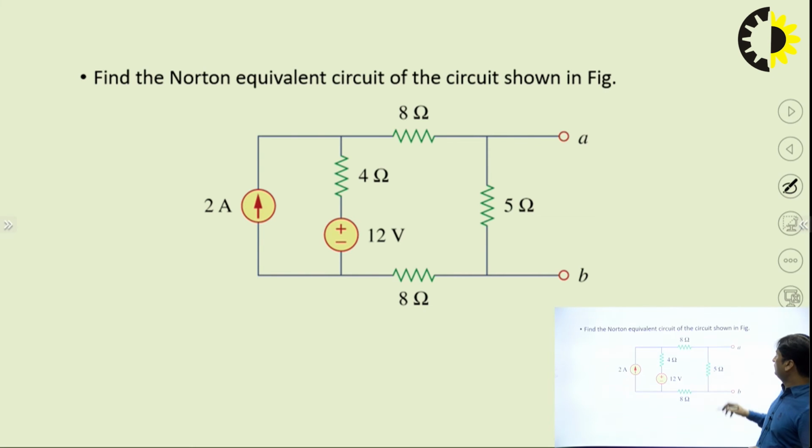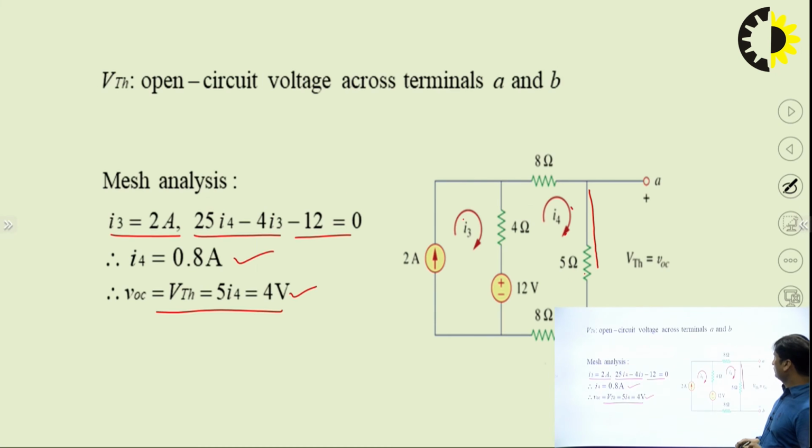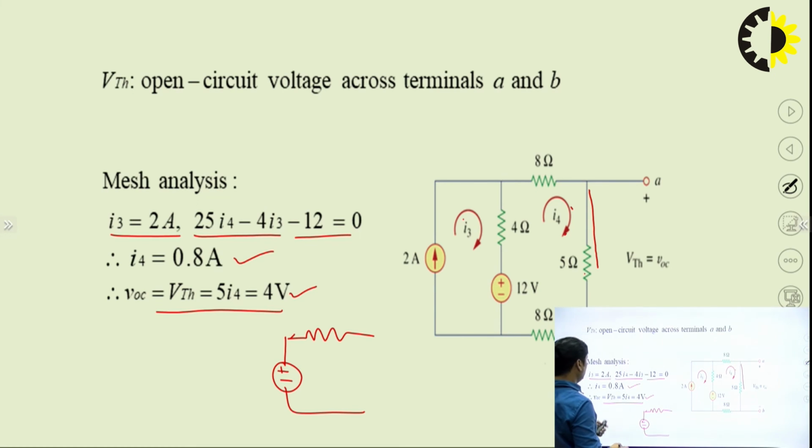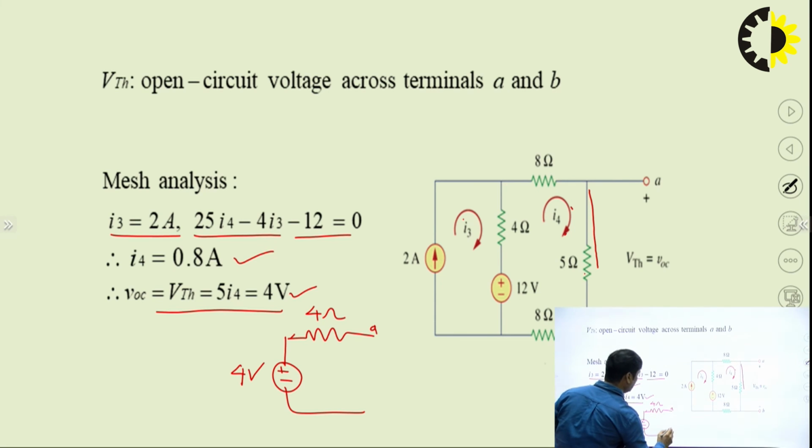Then we have the VTH and RTH. So you can simply draw the circuit like this. Resistance is given here, and the voltage source is this. So the resistance we have already calculated, 4 ohm, and the voltage source is 4 volt across the points A and B. This is the Thevenin equivalent of this.